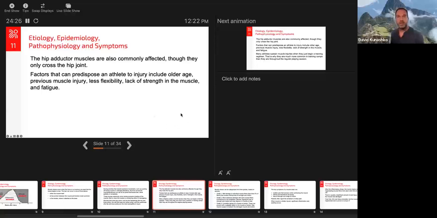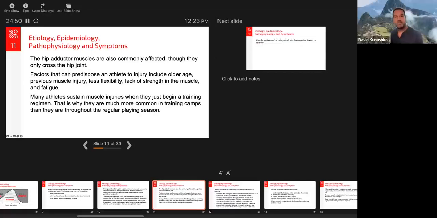The factors that predispose to a muscle injury, obviously: the older you get, the greater the tendency for these injuries to occur, poor flexibility, lack of strength, and fatigue. Oftentimes these injuries occur towards the end of a game or whatever activity, when the muscles are fatigued and you end up straining the muscle.